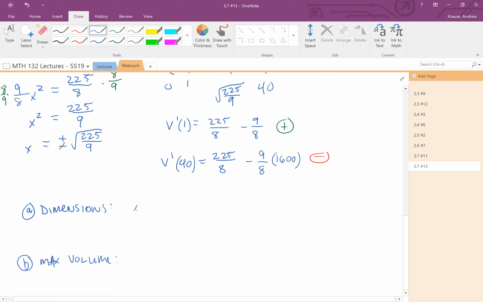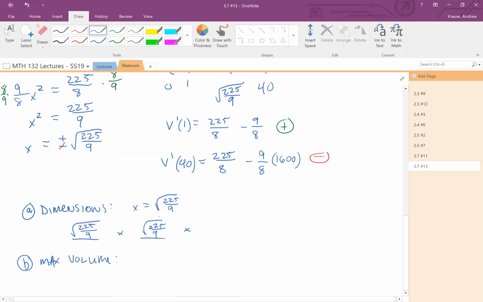Well, we already figured out one of our dimensions. We figured out that x is equal to the square root of 225 over 9. Okay, and that's actually going to be two of the dimensions, right? Because this is a three-dimensional prism. So two of the dimensions are both x, square root of 225 over 9, square root of 225 over 9. Should be a 5 there, not a 9.